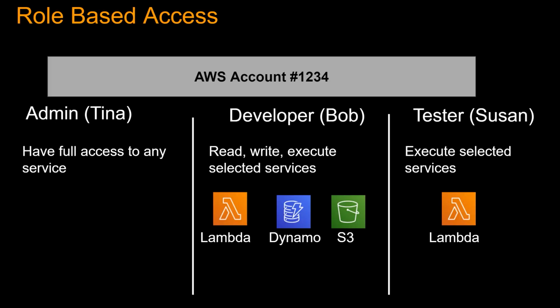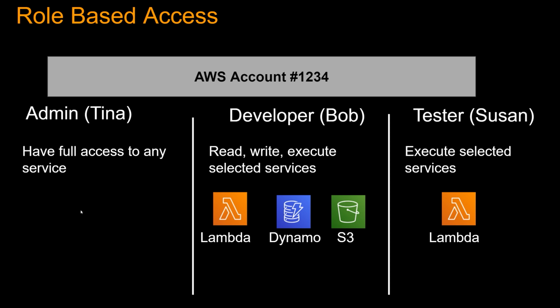Okay, let's take a look at this with a scenario. Let's say you have an AWS account 1234 and you have created a really nice role-based access. You have an admin group, a developer group, and a tester group. The developer group has access to Lambda, DynamoDB, and S3, the tester has access to Lambda, and admin has access to everything. I highly recommend watching my IAM group, policy and user video to understand a little bit more. I will give the link on the top right.